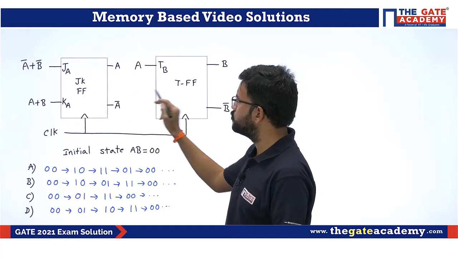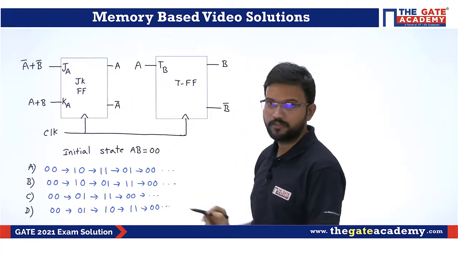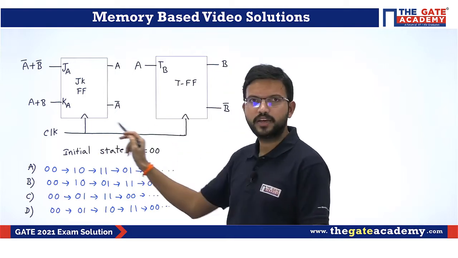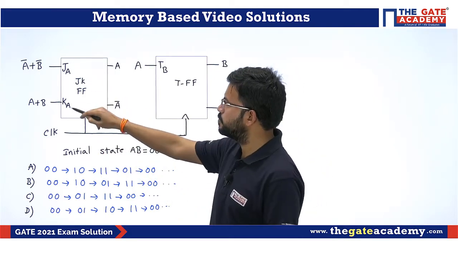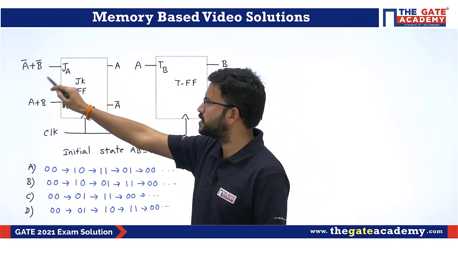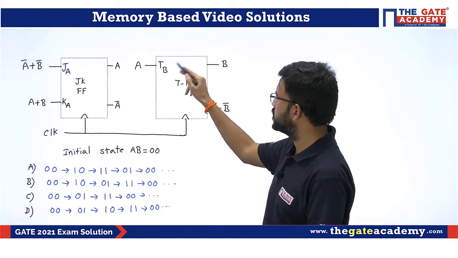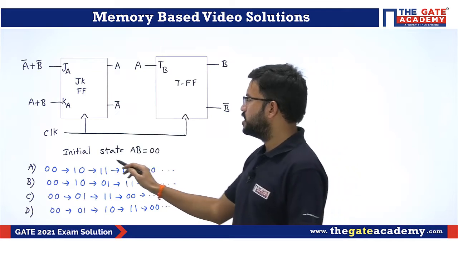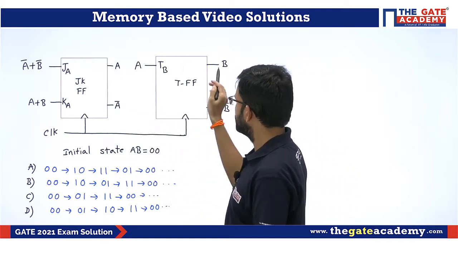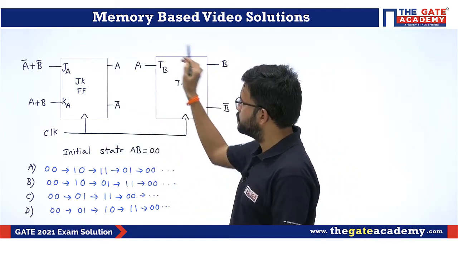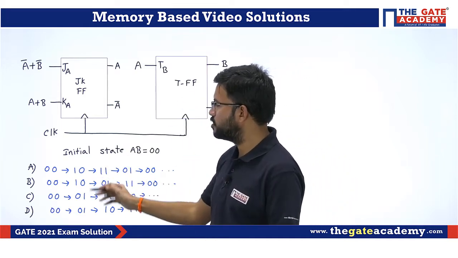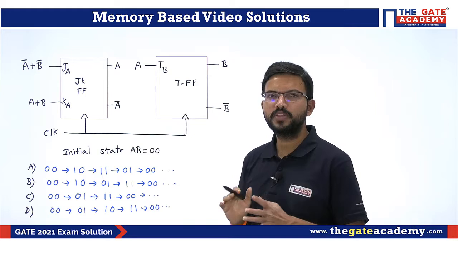They have given two flip-flops, a JK flip-flop and a T flip-flop. Both the flip-flops have the same common clock signal, right? Here the JK flip-flop has two inputs, represented in terms of A and B, and for the T flip-flop you have one input T. Initially they have given the state AB as 0, 0. For this particular circuit, which states are going to repeat? Regarding that, they have given 4 choices. We have to pick the correct one.